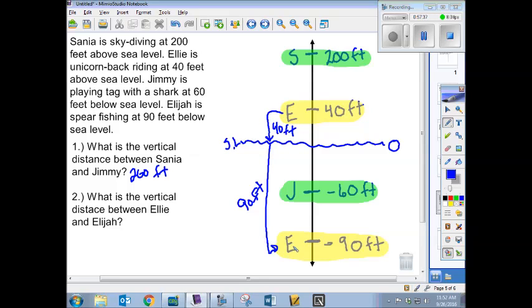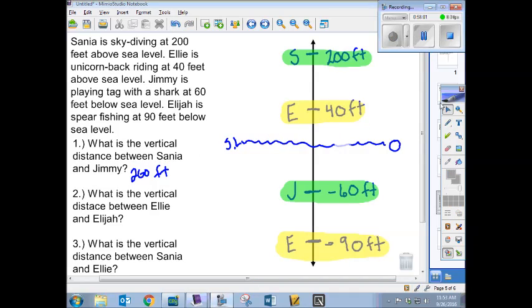it's all about absolute values, right? When you're going across zero, we're going to talk about this, something Mr. Zenker came up with last year that helps you to remember. Whenever you're going across zero, you're going to be adding. So I'm going to do 90 plus 40. That's going to mean that they have a total distance of 130 feet apart. Everybody got that? Okay.